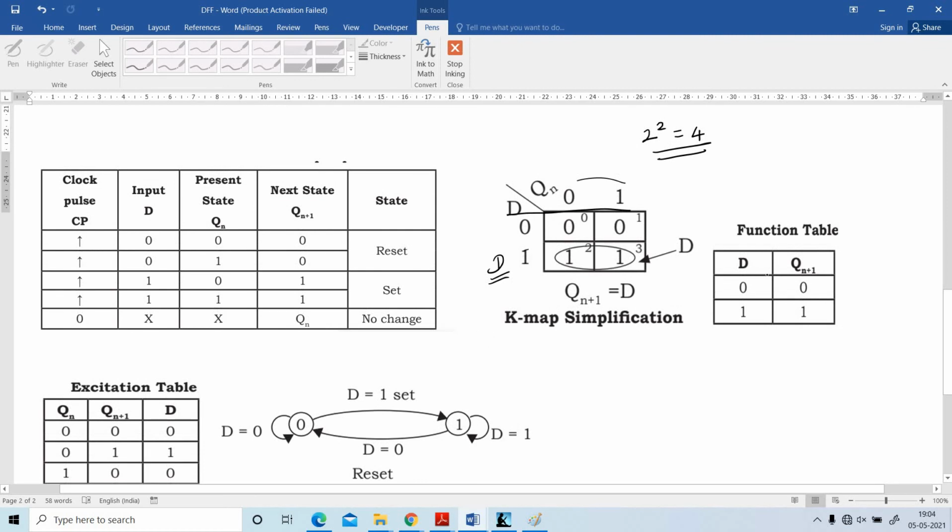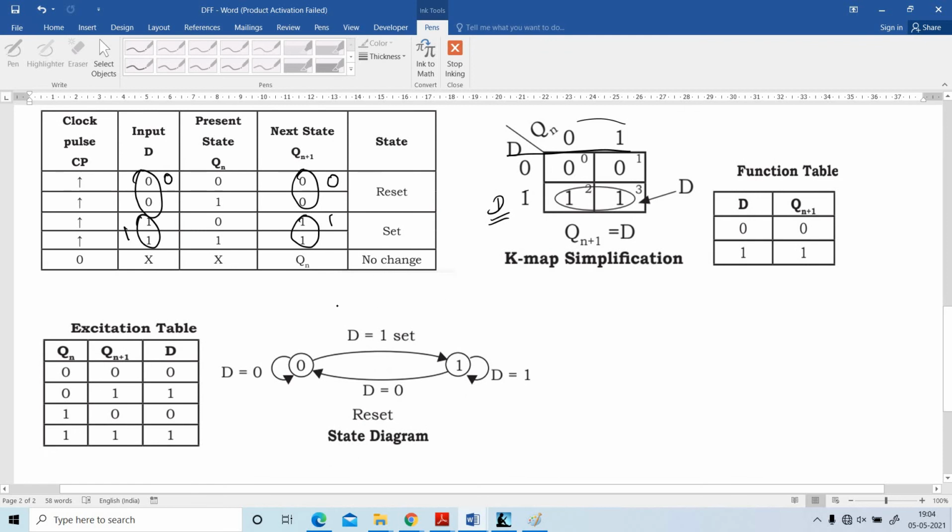And next I am going to write the function table. In the function table, D is equal to 0, the output is 0. D is equal to 1, the output is 1. So it is known as data flip-flop. The reason is whatever data is given to D, we will get the same as the output. So this is the data flip-flop.